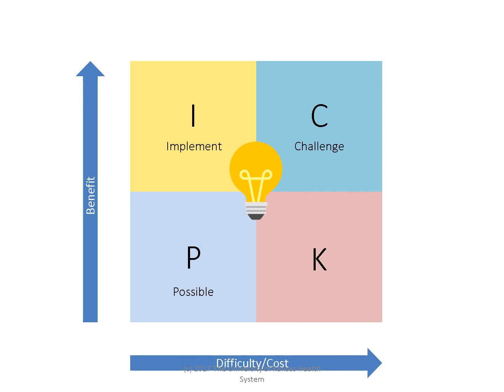If the idea is highly beneficial, but also is difficult or costly, it still is worth doing, but is challenging and may take longer or more coordination. These fall into the challenge quadrant. If the idea is of low benefit and is also difficult or costly, this is an idea that probably can be passed on. These fall into the kibosh quadrant.